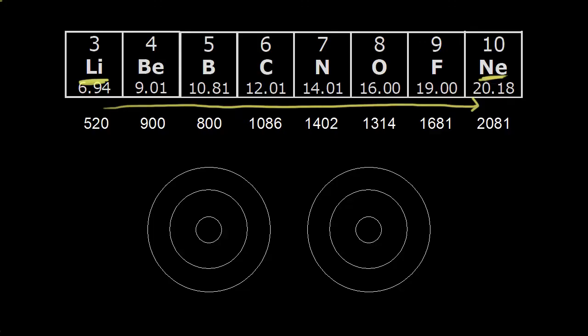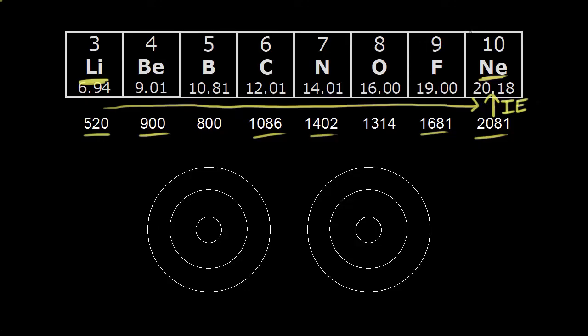So lithium is positive 520 kilojoules per mole, beryllium goes up to 900 kilojoules per mole, and then again in general we see this increase in ionization energies going over to neon. So going across a period is an increase in the ionization energy.